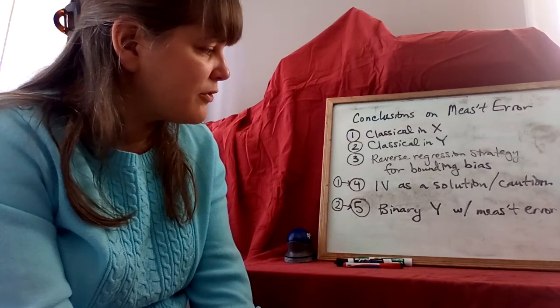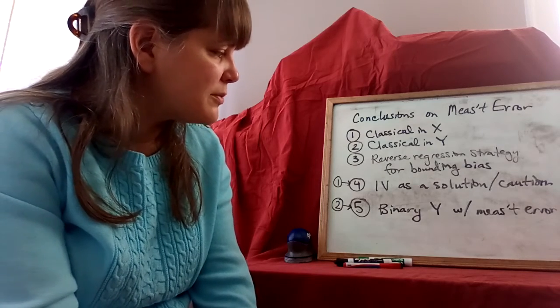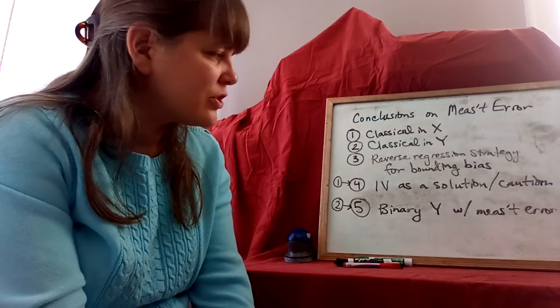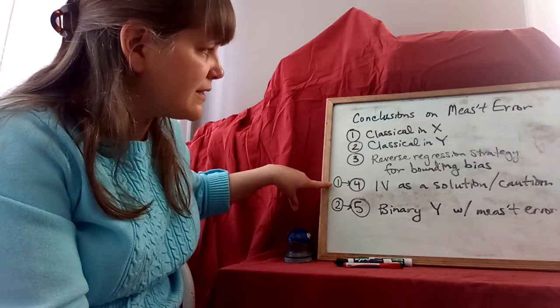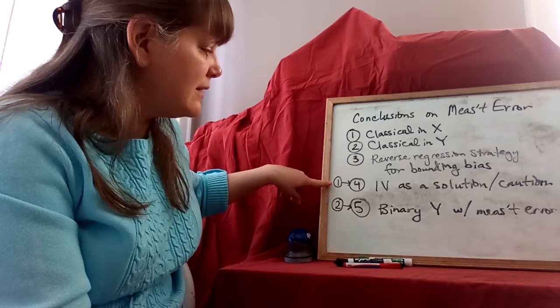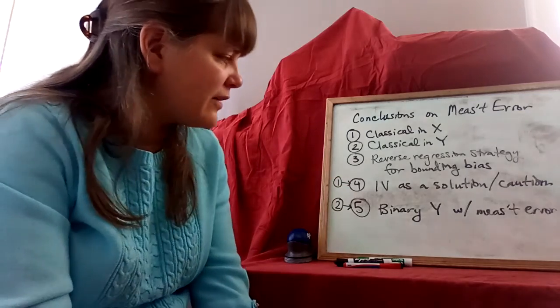Two other things I want to note from Hausman. Hausman talks about IV as a potential solution to measurement error on the right. So I put a little 1 here to say that it's classical in X. That's when we're thinking about this IV strategy.